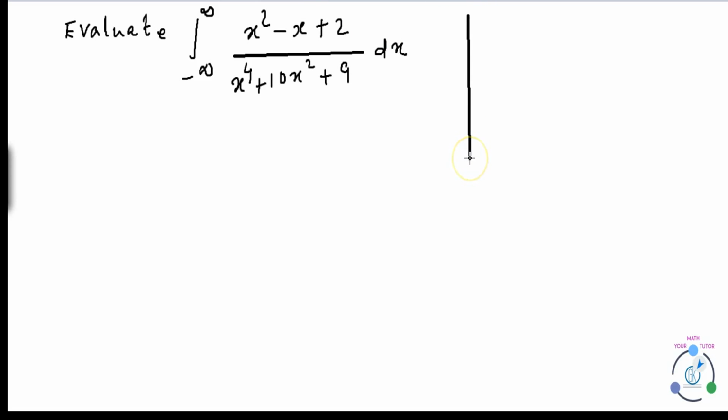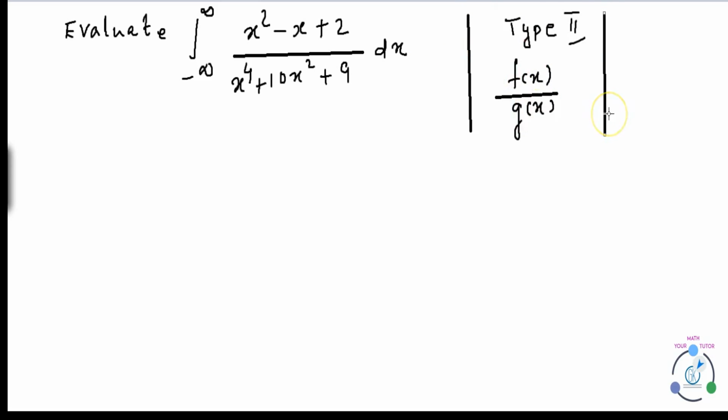In case of contour integration, generally the most critical aspect of solving the problem is identifying the type of the given question. In this question, we have polynomials in the numerator and denominator in the form of f of x by g of x, the power of the denominator is greater than the numerator, and also the limit varies from minus infinity to infinity. So it is a question of type 2.